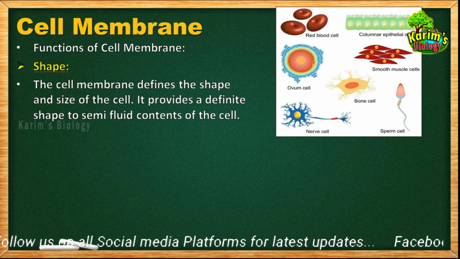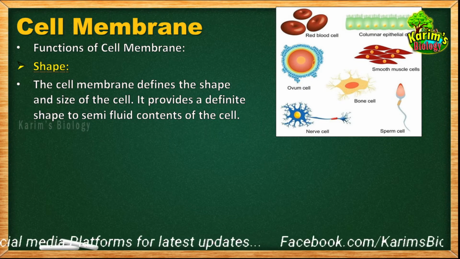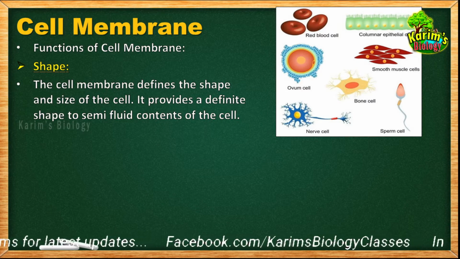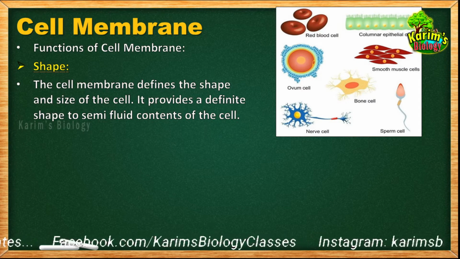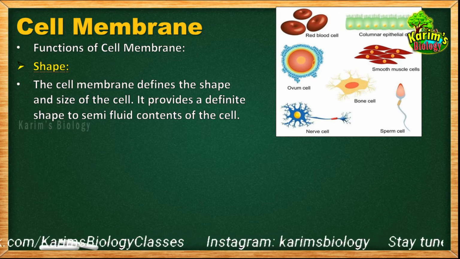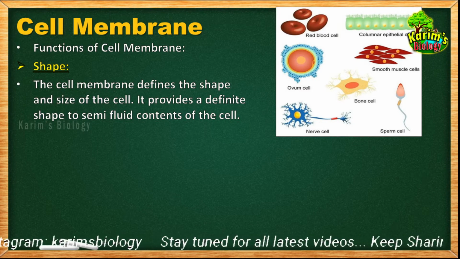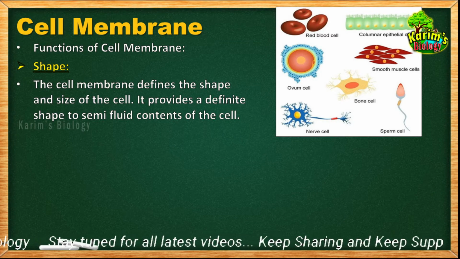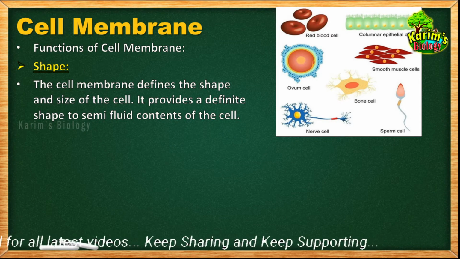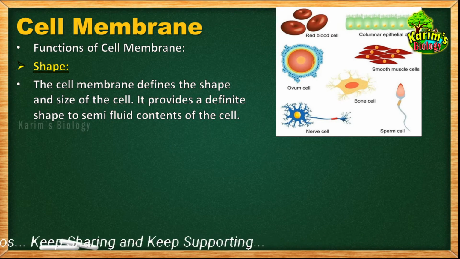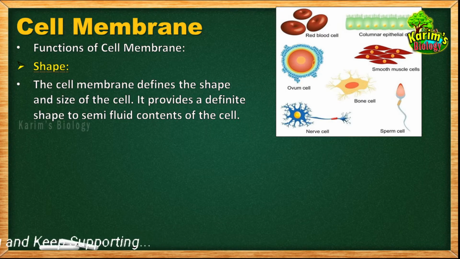And you have learnt in your 8th class that there is a diversity in the shape of the cells. And these different shapes of animal cells in particular, if it is a plant cell, the shape of the plant cell is defined by the cell wall. Whereas in animal cells, the outermost layer, which is cell membrane, is going to determine the shape of the cell. So that is the first function.